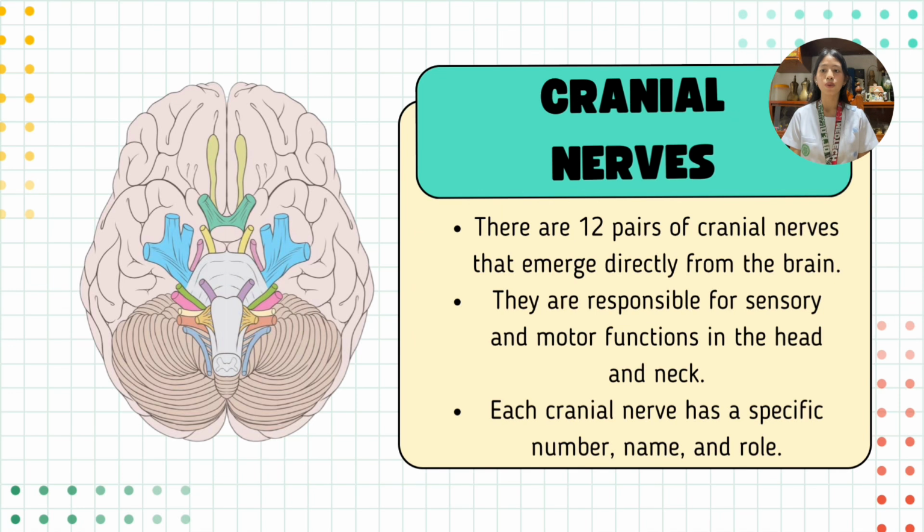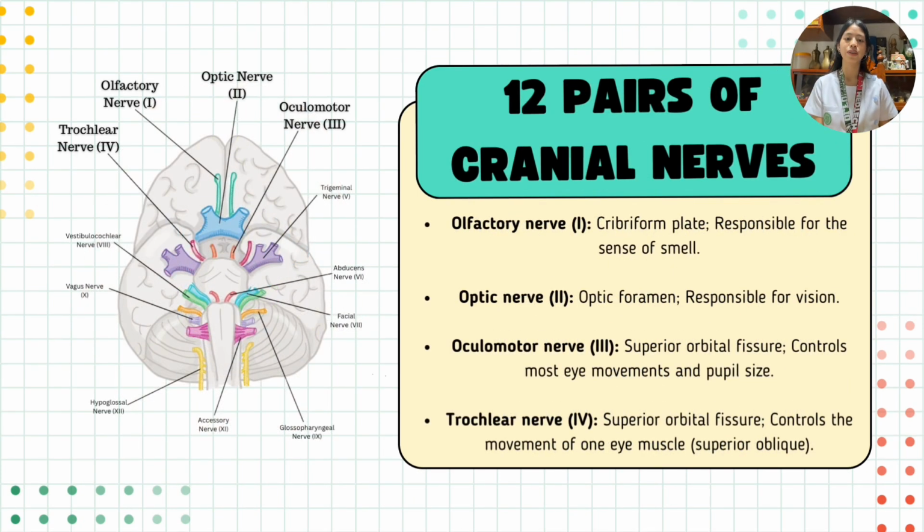They exit through different openings in the skull and allow us to sense the world, move our muscles, and even control internal organs. The 12 pairs of cranial nerves. First, we have the olfactory nerve. It is located in the cribriform plate and is responsible for the sense of smell.